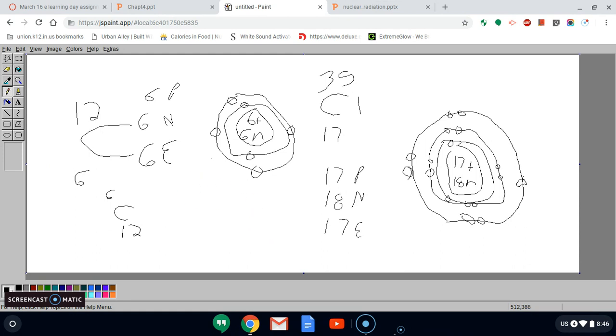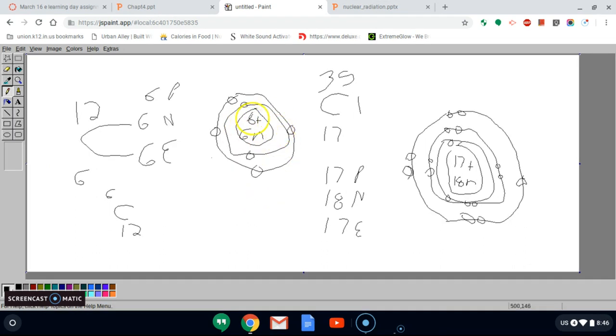Because we're going to use these drawings with Monday's stuff, with something called ions. Okay, we'll talk about that as we go through this. So, inside your nucleus, you have 6 protons and you have 6 neutrons. So I drew a little nucleus right here, put 6 plus and 6 N's.